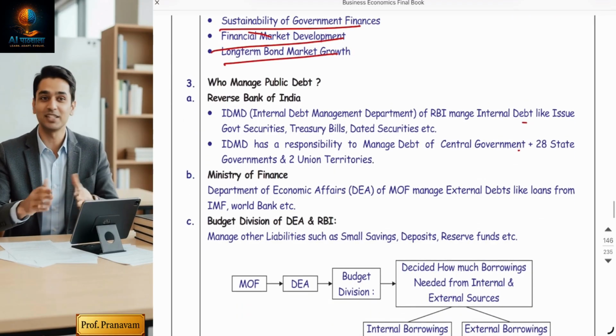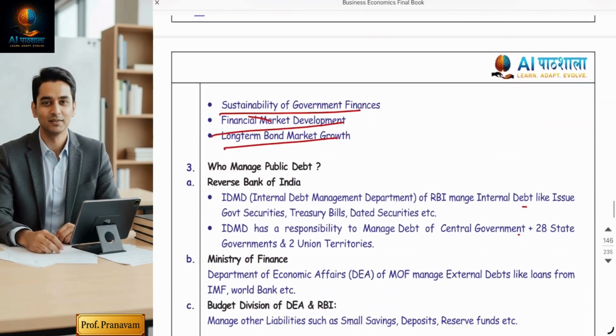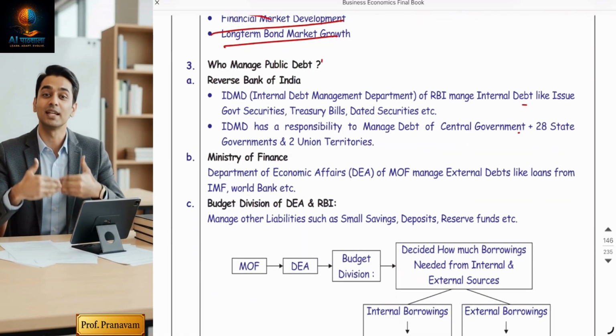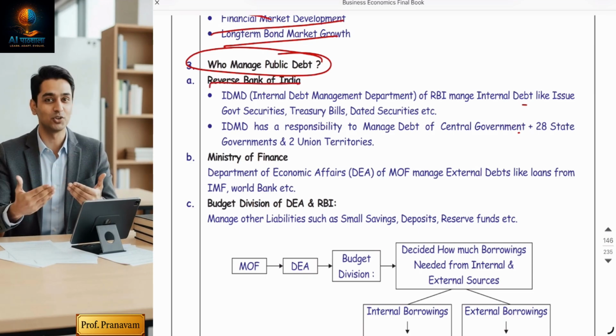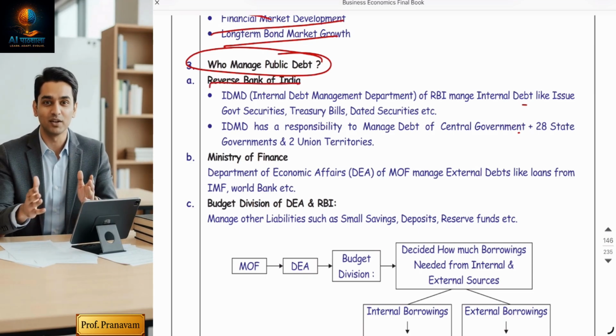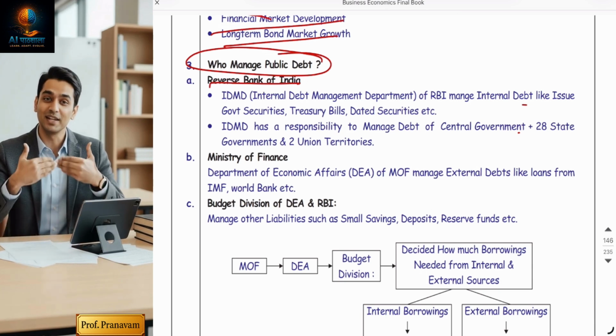Now we understood what public debt management is and what its main goals are. Now let us understand who manages public debt. So friends, it is the Reserve Bank of India. The Reserve Bank of India manages the public debt, but the Reserve Bank of India has two departments.